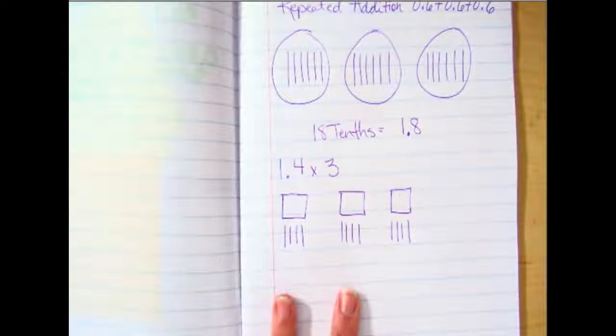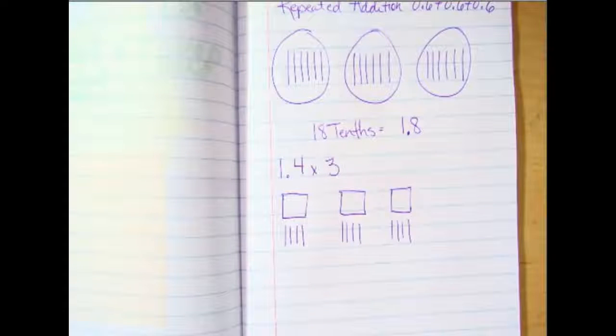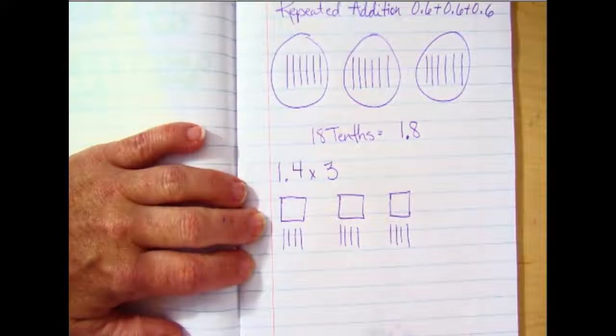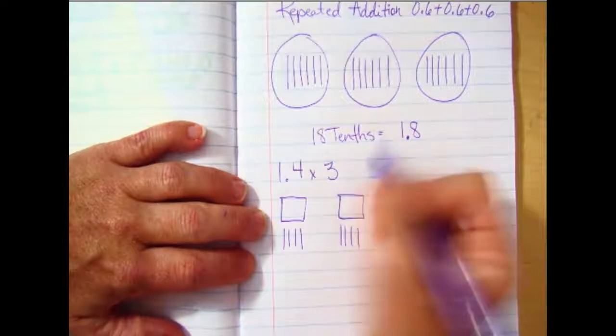How many ones do I show there? 3. You guys have to shift your head. All the base 10 stuff you did from kindergarten through 3rd grade changes after you learn decimals. This is 1. This is a tenth. And if I had a little dot, it would be a hundredth. So I have 3 ones.